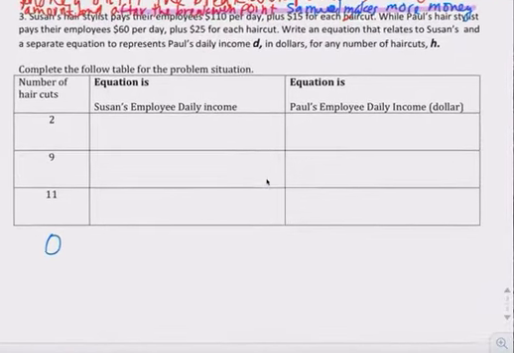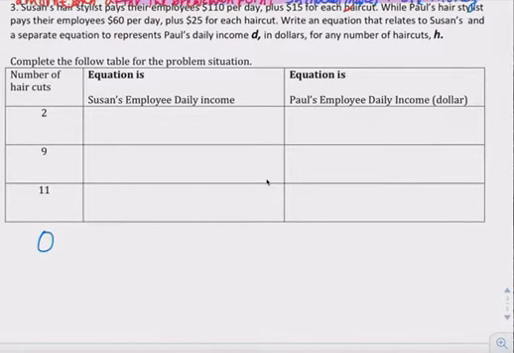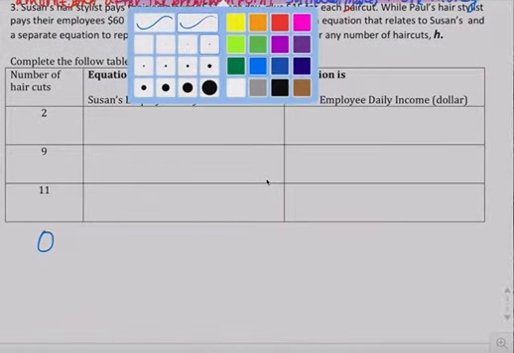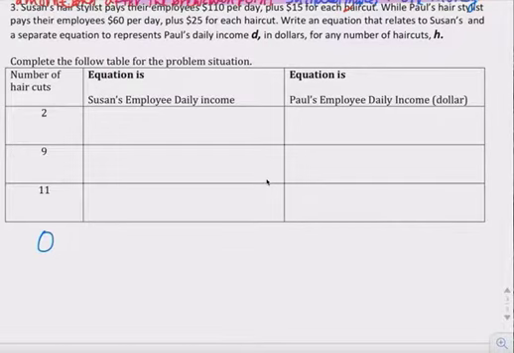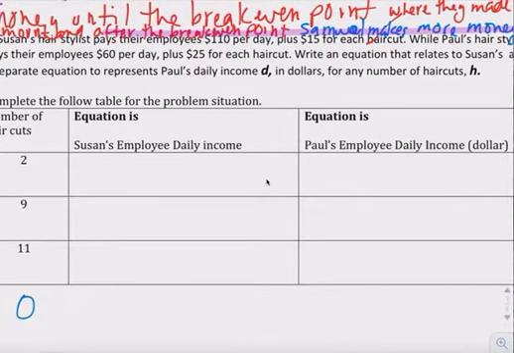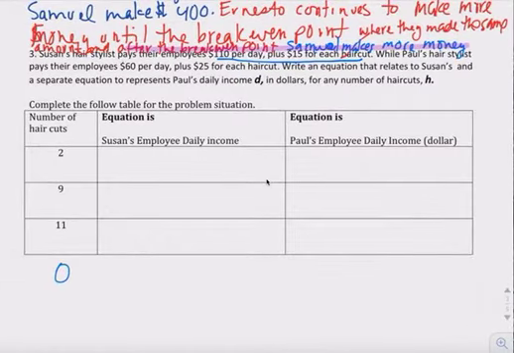Now, number 3, same thing. You do this, you set it up. Okay. Susan's hairstylist pays employees $110 per day plus $15 for each haircut. Paul's hairstylist pays their employees $60 per day plus $25 each haircut. Write an equation that relates to Susan's and a separate equation that represents Paul's daily income D in dollars for any number of haircuts.